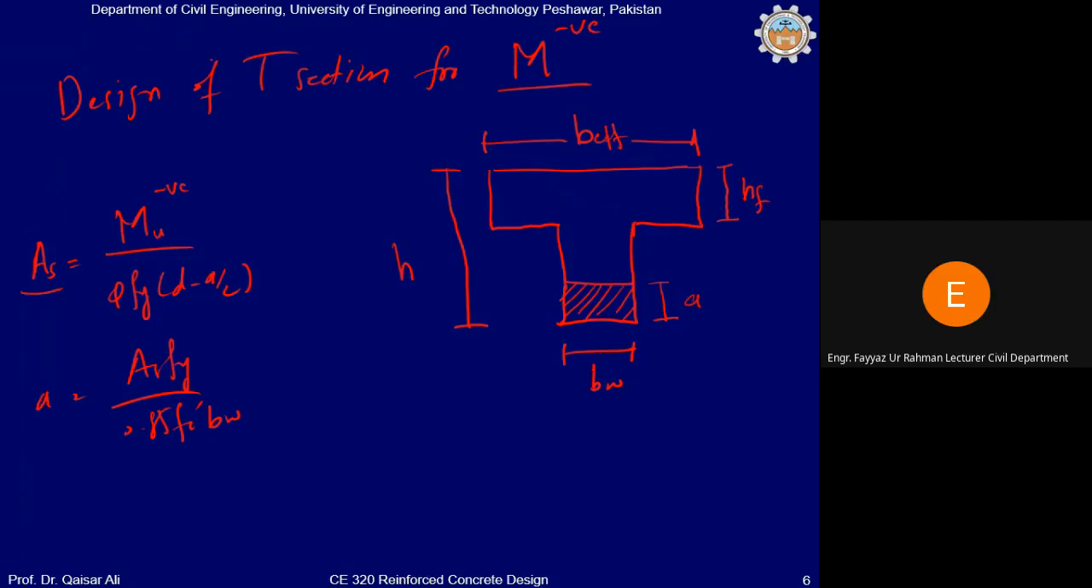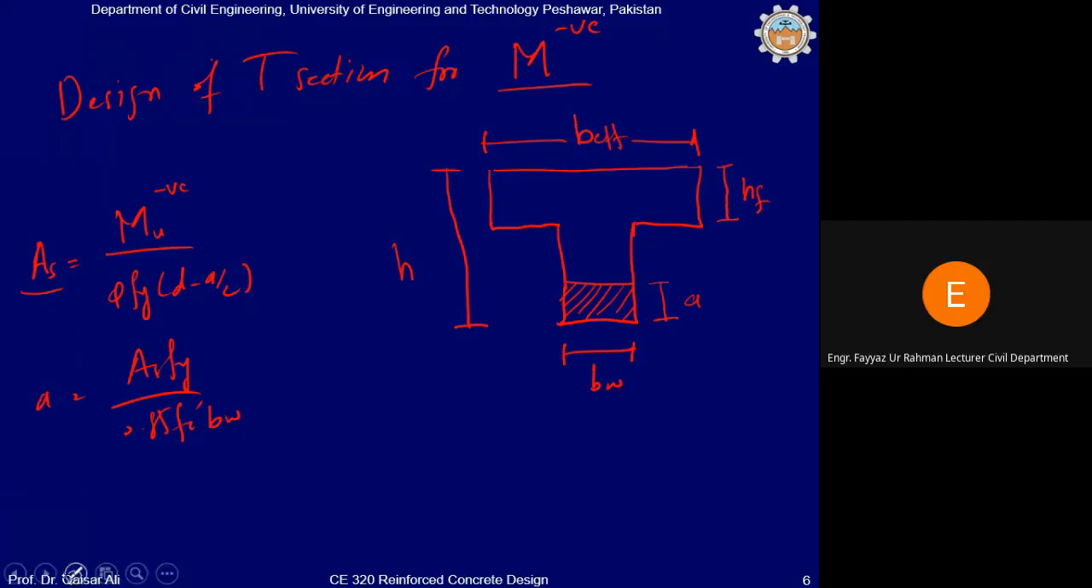Clear? So it is not the shape of the section which will affect the design. It is basically the shape of the compression block which will affect the design of a section. So since the shape of the compression block remains rectangular, you can use the same equations for the design of this shape beam. Clear? Clear, sir. Yes, sir. Clear.